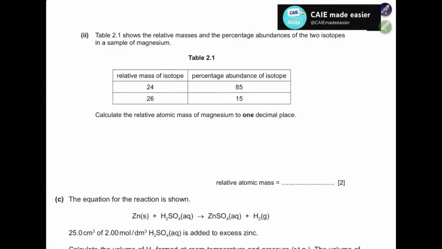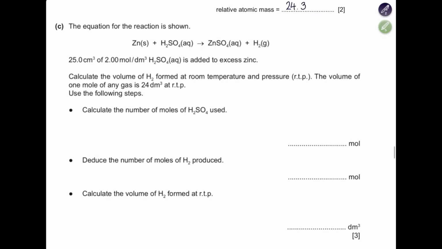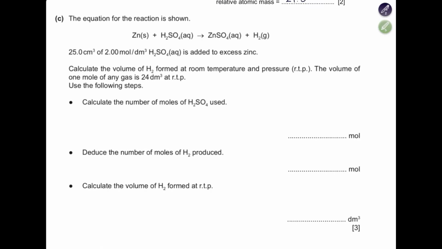Table 2.1 shows the relative masses and percentage abundances of two isotopes of magnesium. Calculate the relative atomic mass. Just multiply 24 times 85 divided by 100, or 85%, plus 26 times 15 divided by 100, and you get 24.3. That is the AR.